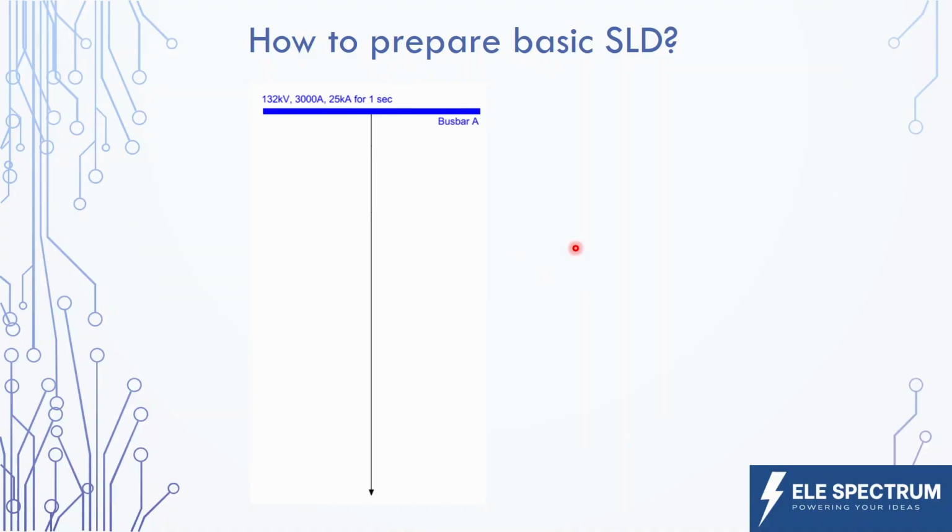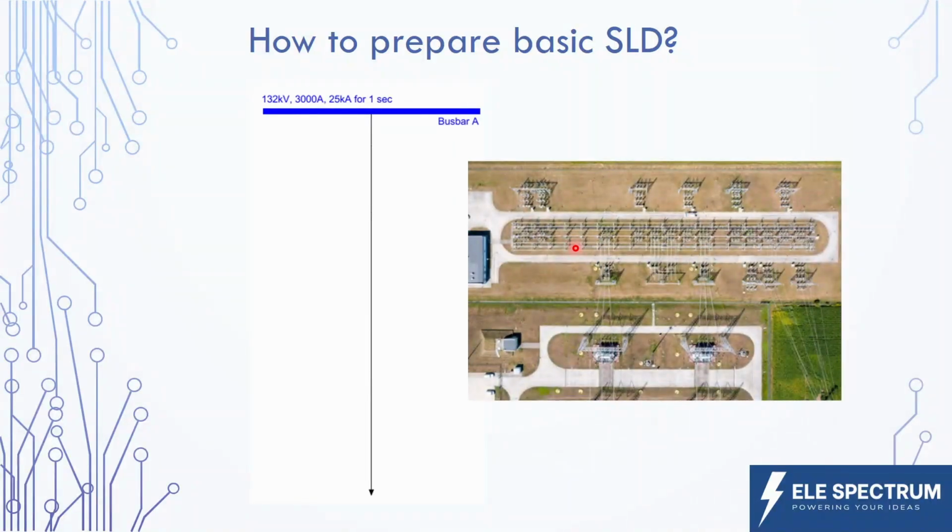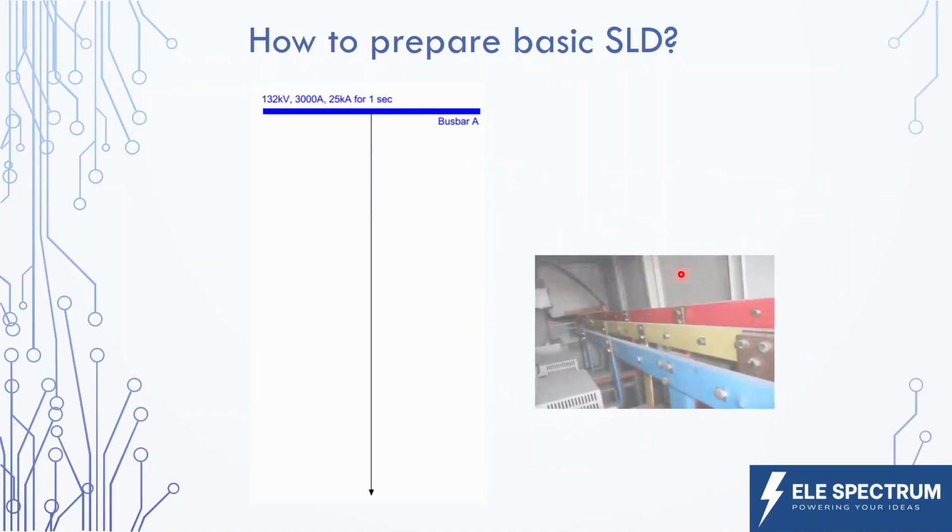So let's see how this bus bar looks in a substation. As you see here, this part is a bus bar in a substation. You can see that multiple feeders are connected to the same bus bar, and it is acting as a junction point for the substation. Let's see another example.